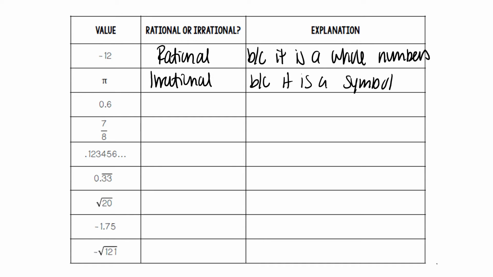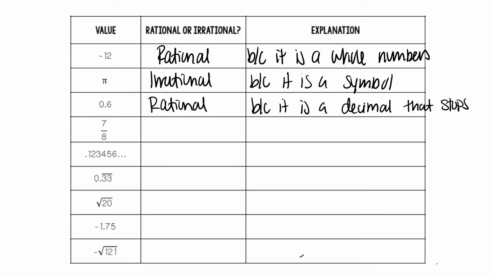Number 3.06 is rational because it is a decimal, but specifically it is a decimal that stops, meaning it ends at 0.6. It does not continue on.